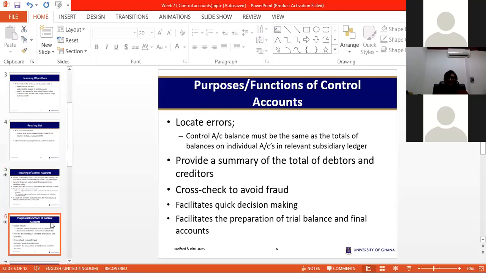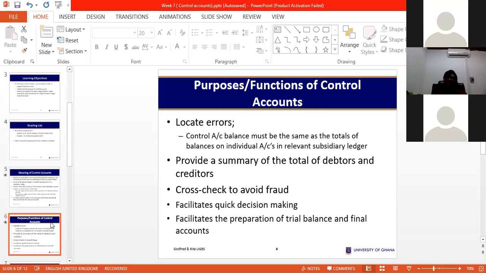Your control account must be the same as the total of the balances on the individual accounts in the subsidiary ledger. So if you take the sales account and you have prepared the control account, then when you take the total of the individual balances of Freeman, Joe, and Ascertain, they must be equal to the control account. Then it means that the double entry that involved these three customers has been posted rightly.